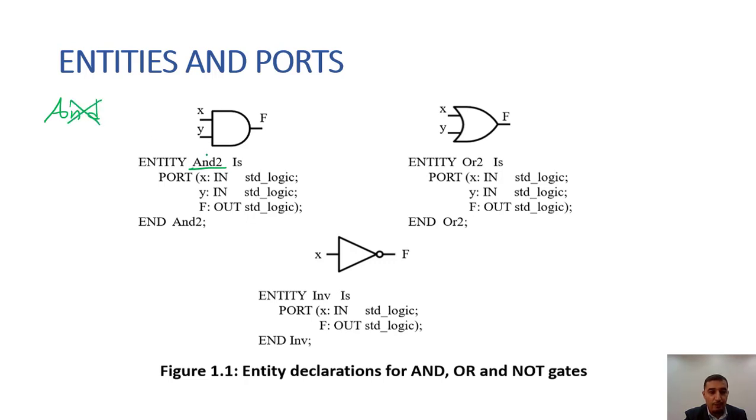So we use AND2 or AND gate, whatever. So entity AND2 is, this is how we define it. Entity, this is a preserved name, sorry, this is the name that we give. These are all preserved. Is, then port, define the ports.